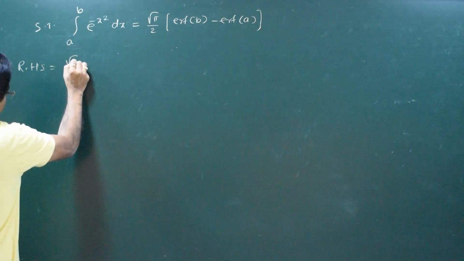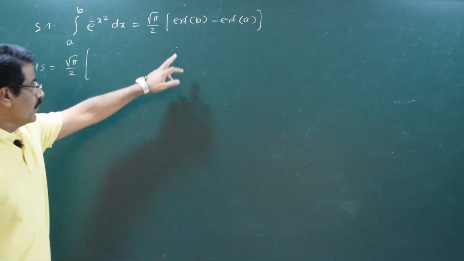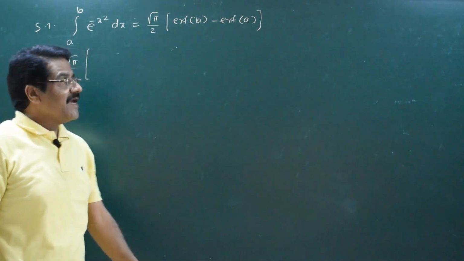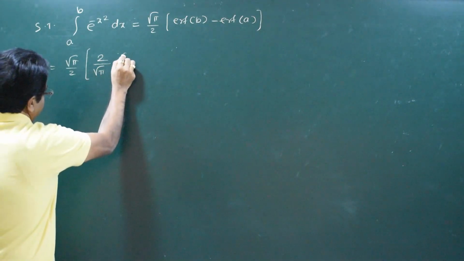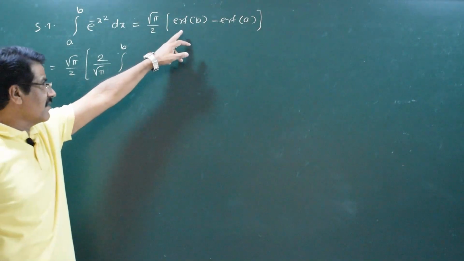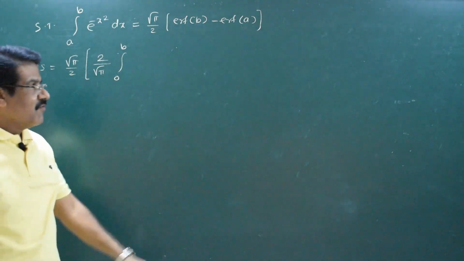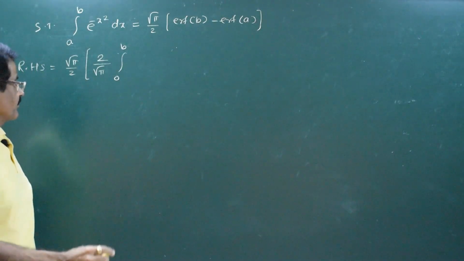So RHS is root pi upon 2 into bracket. Now we are going to write down the definition of error function of B. You know the definition, 2 upon root pi integration 0 to B. We know that when you talk about error function of B, the upper limit is B. When you talk about error function of A, the upper limit is A.